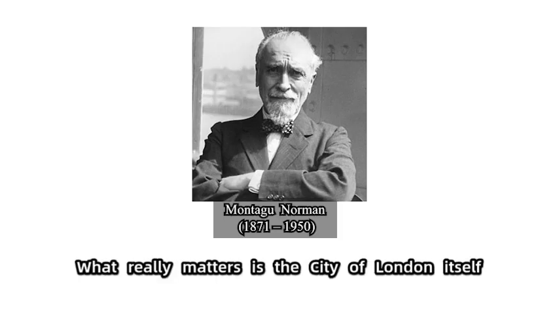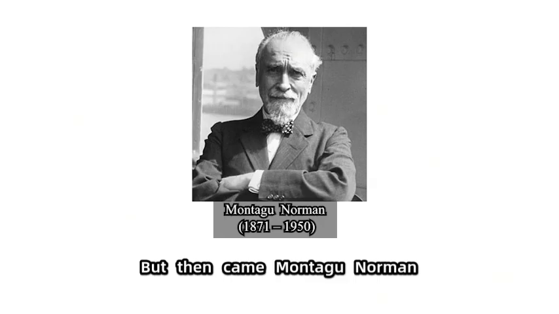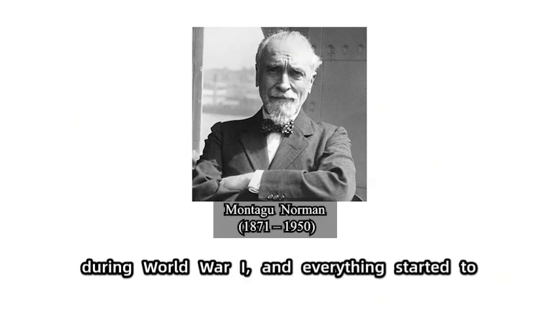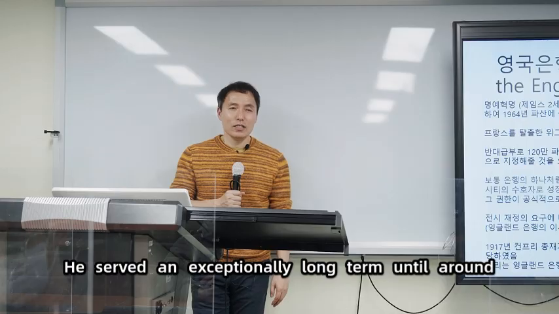What really matters is the City of London itself. The individual board members weren't that important. But then came Montagu Norman. He became governor of the Bank of England during World War I, and everything started to change. He served an exceptionally long term until around 1945.